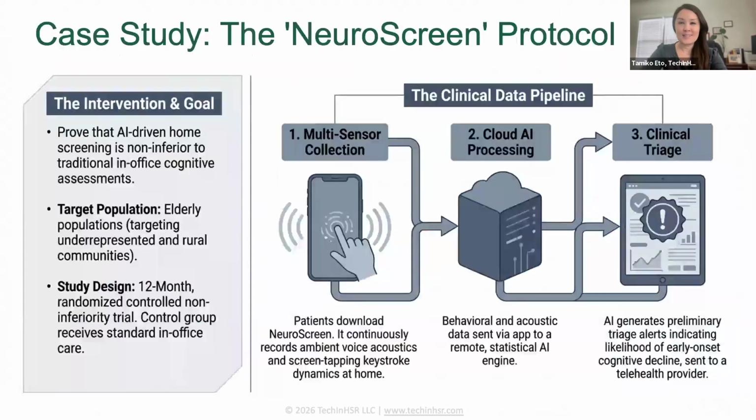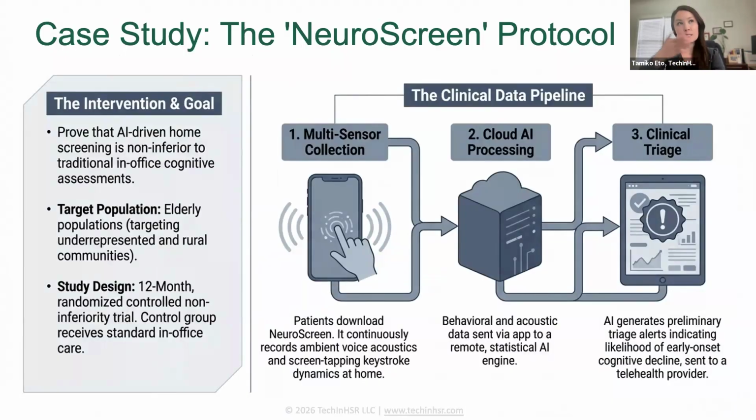So, case study. Let's meet NeuroScreen. NeuroScreen is an AI-powered neurological screening tool designed to detect early indicators of cognitive decline. So think like early Alzheimer's and related conditions through passive ambient monitoring. And then the target population is elderly patients recruited through memory care clinics. Now, how does this work?